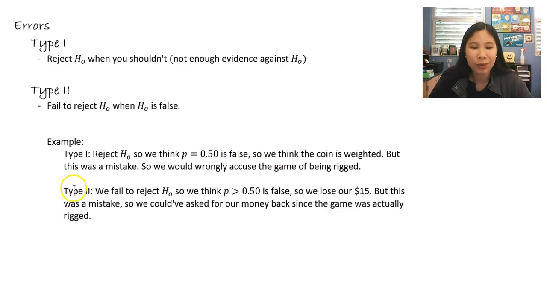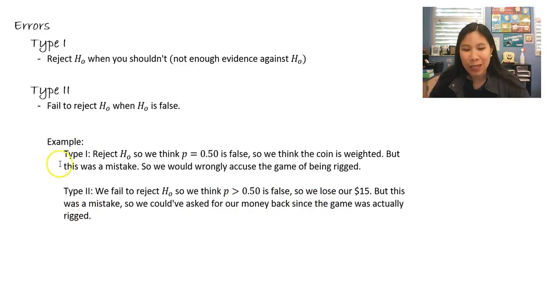All right, type 2 error would sound something like this. We would fail to reject our H0. So we think that the probability of landing on tails being greater than 0.5 is false. Notice how I didn't say that p equals 0.5 is true, because we don't know that the null hypothesis is true. We just know our alternative hypothesis is false. So we don't think that this game is rigged. The coin seems like it's fair. So we lose our $15, but this was a mistake. We could have asked for our money back, I don't know if you actually would, since the game was actually rigged.